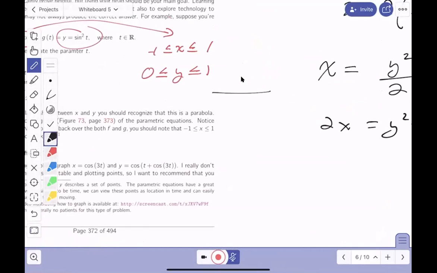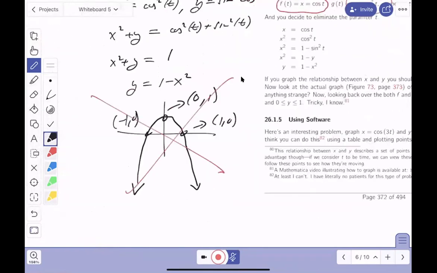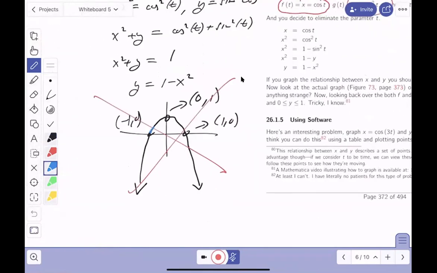The real picture still looks like the parabola, by the way, but it looks like this over here. The x's are going to be between -1 and 1, and the y's are going to be between 0 and 1. That's what it's going to look like. So it's only a part of this thing. It's only this part over here.